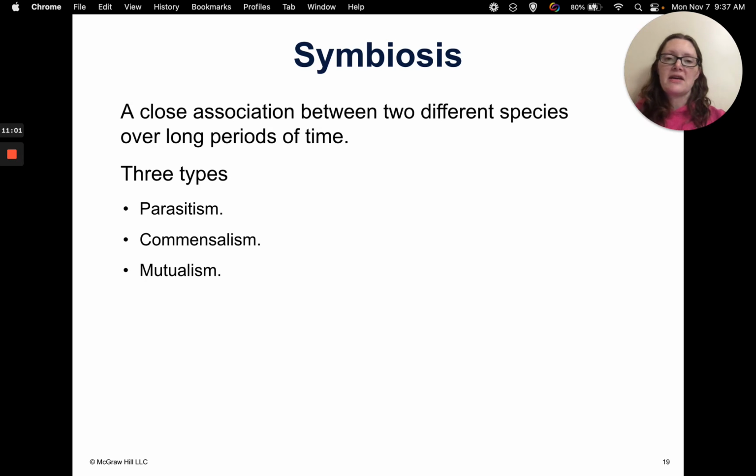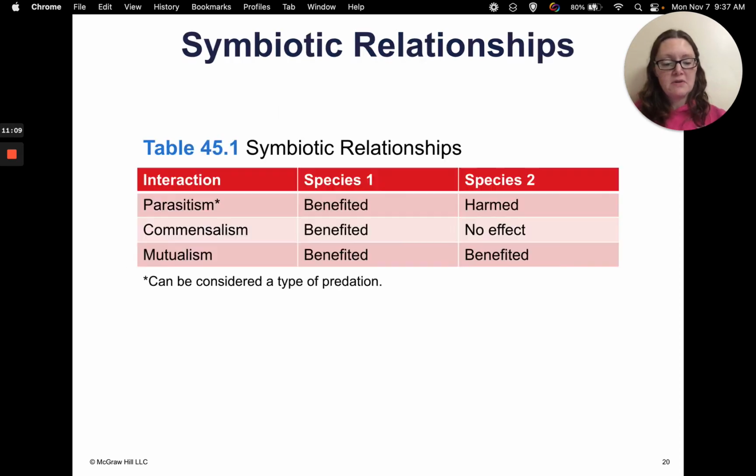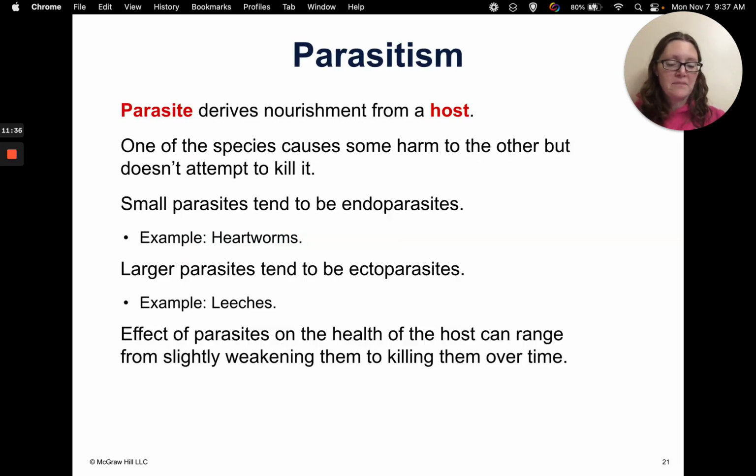Symbiosis is another example of ways animals benefit each other. Parasitism, commensalism, and mutualism. Parasitism is the one that we're most familiar with. One animal is benefited and the other is harmed. Commensalism is one animal is benefited and the other doesn't really care that the other one's there. And mutualism is they are both benefited. With parasitism, it can also be considered predation because one of them is basically eating the other.